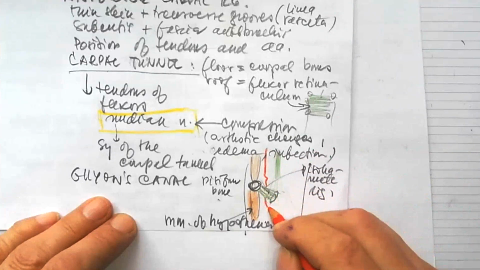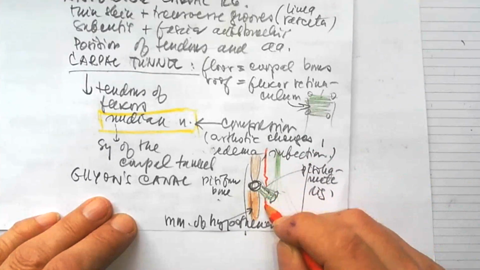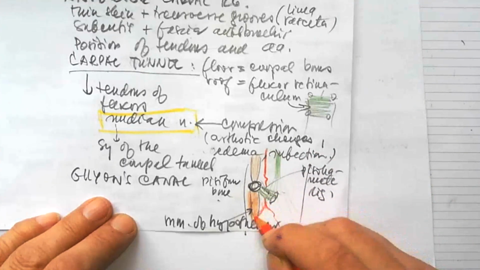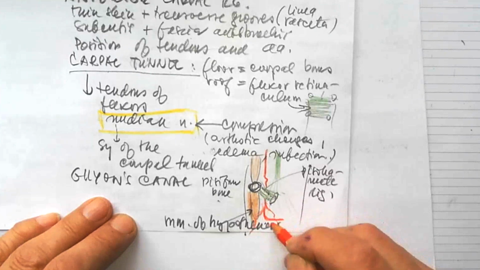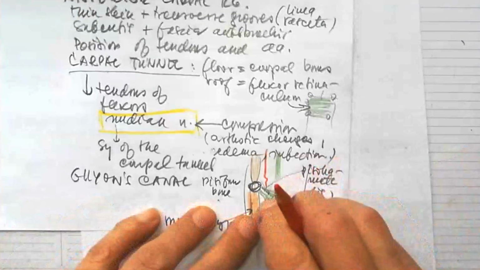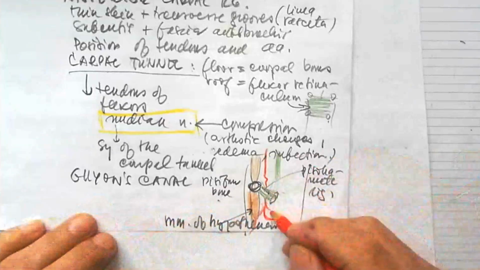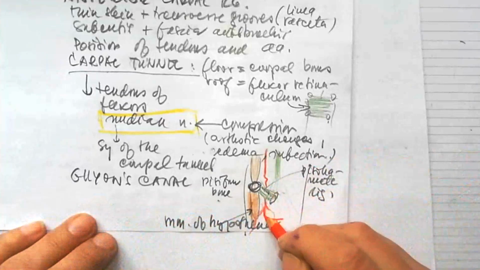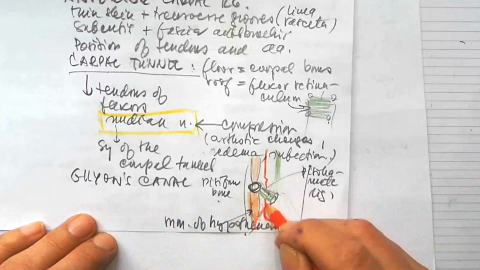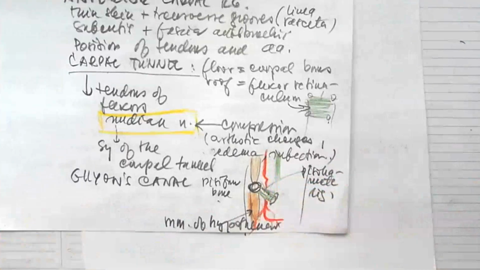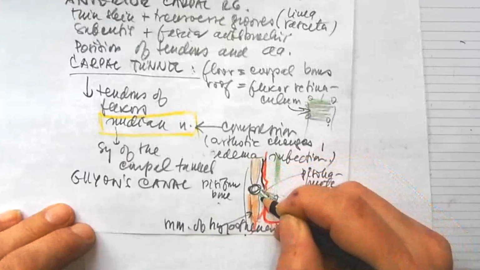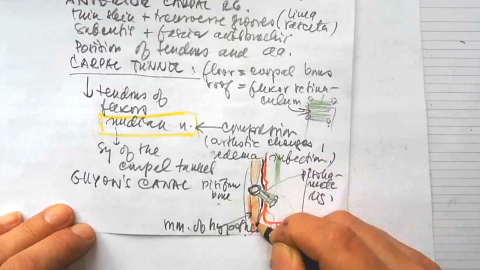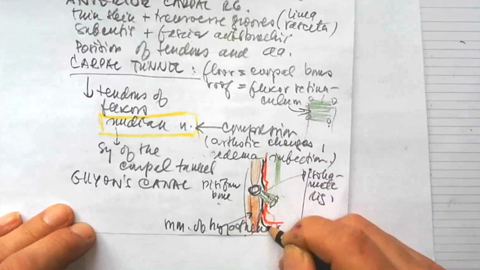Then drawing in red the course of the artery which runs here, passing through the canal and dividing into the superficial and deep branch. The deep branch is the one which forms the palmar arch, but I will draw just superficial and deep. So the artery runs like that, and on the medial side descends the nerve, which does the same, superficial and deep. You see, that's it.